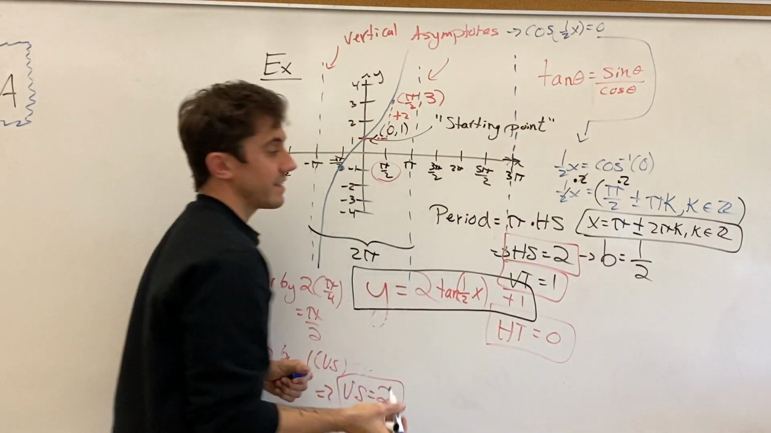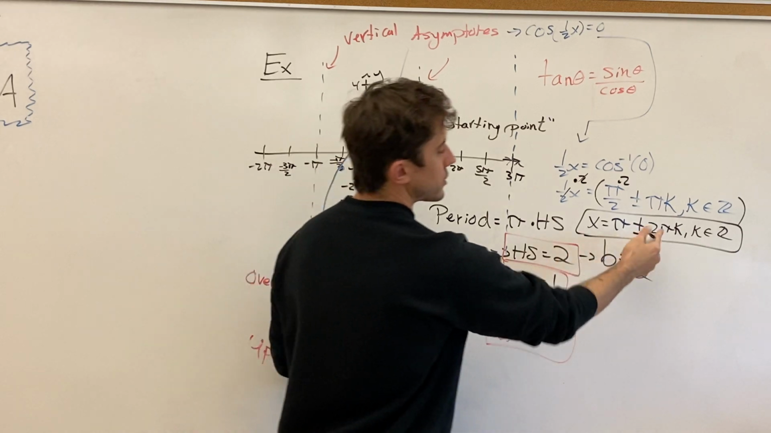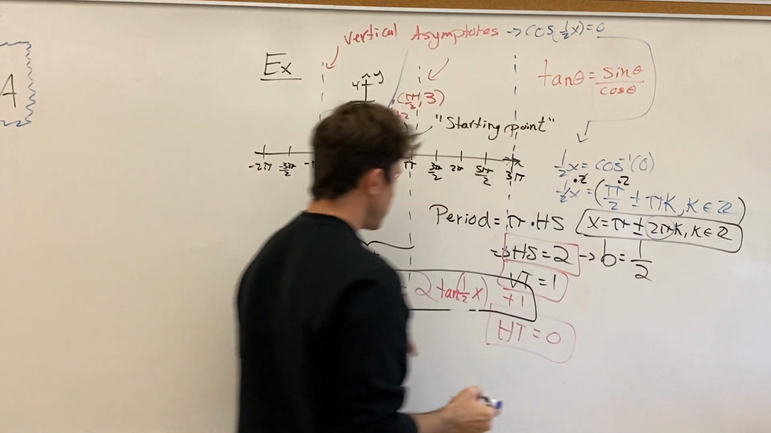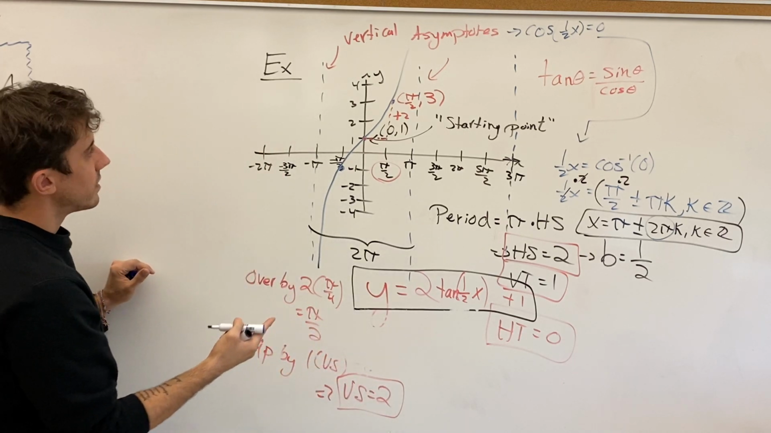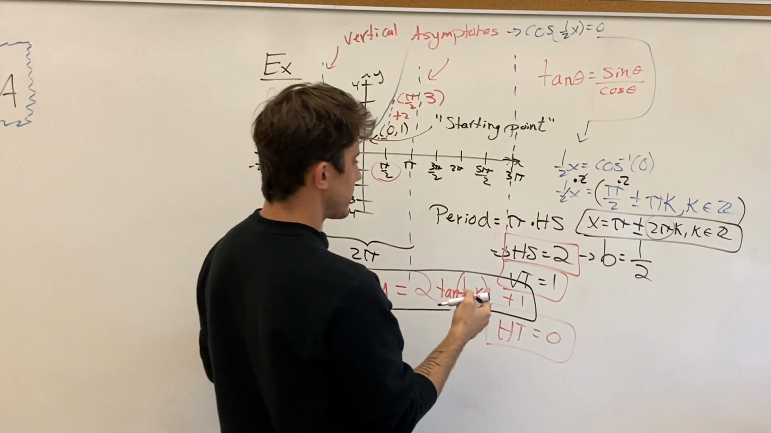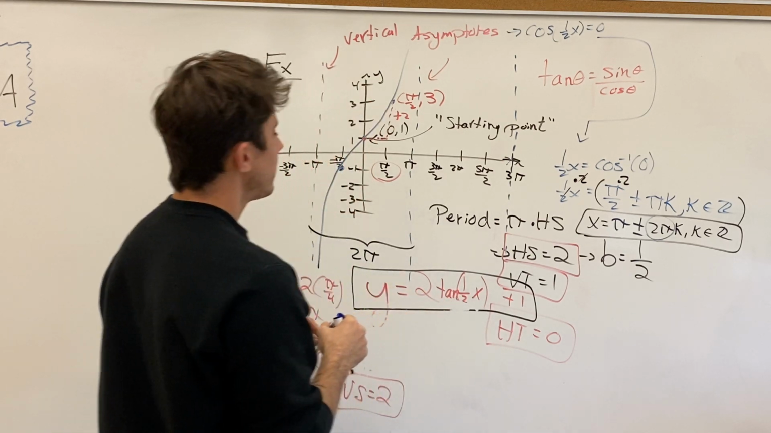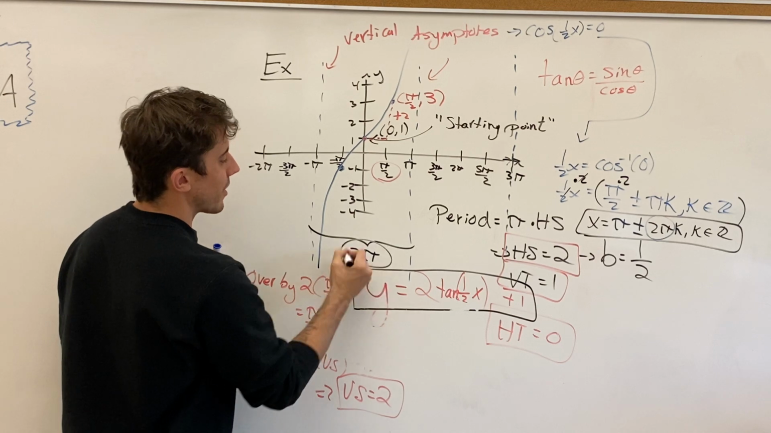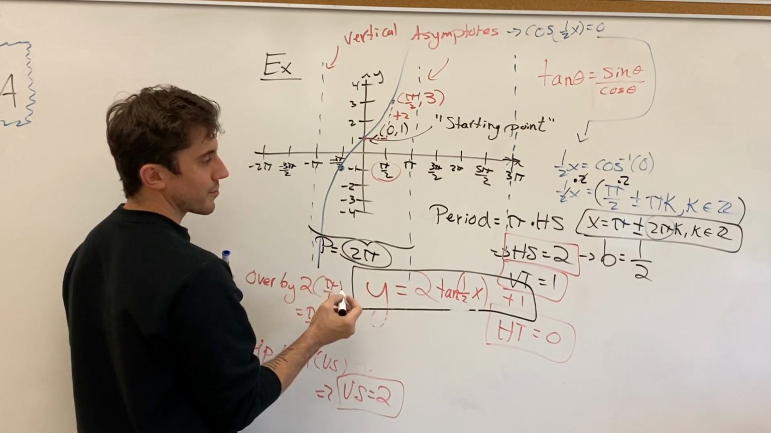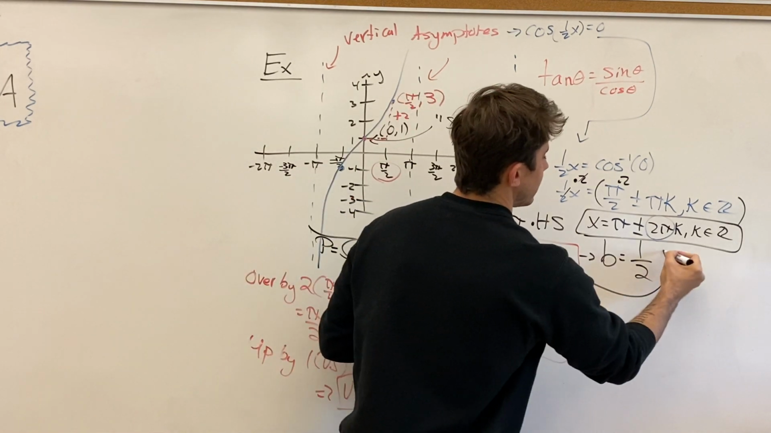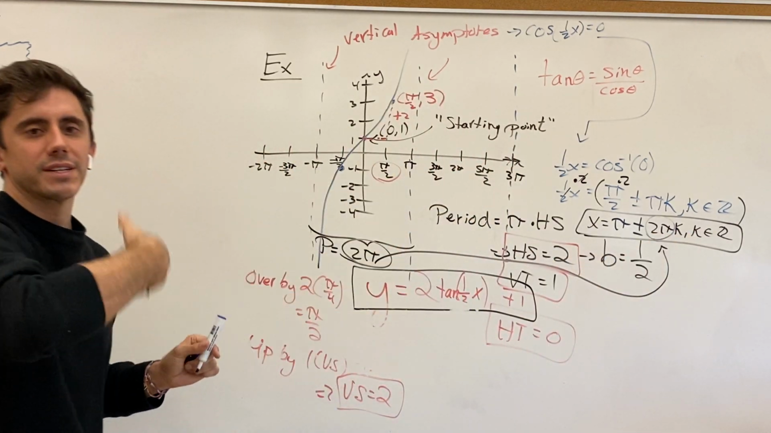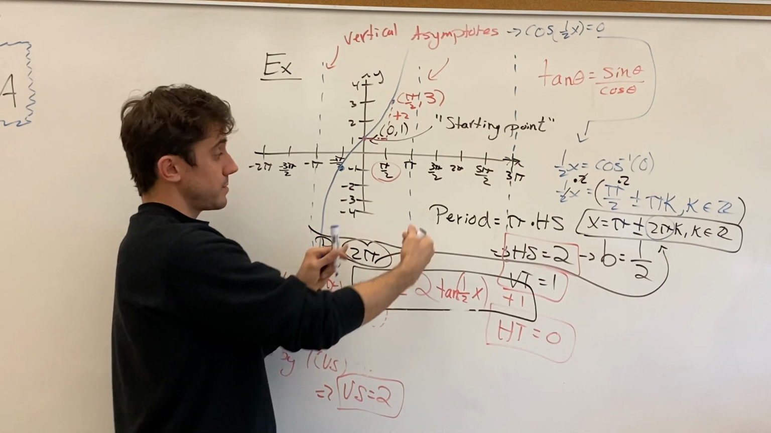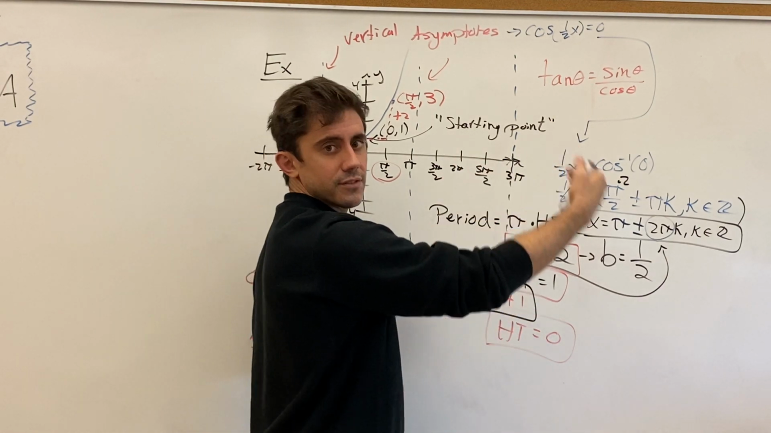Again, noting that the plus or minus 2 pi k, that's not random, that's not by coincidence, that is precisely where our period comes into play, right? This is our period, and the period is what dictates how often we're going to see the vertical asymptotes, because again, the period is precisely the distance between each consecutive vertical asymptote.